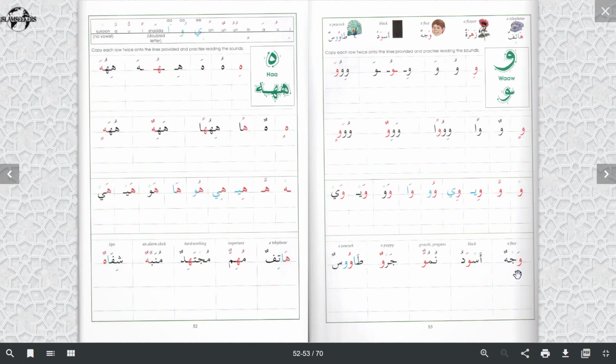Line 4. Listen to and repeat the Arabic words. A face. Wajhun. Black. Aswadu. Growth or progress. Numuwun. A puppy. Jarwun. A peacock. Tawusun.